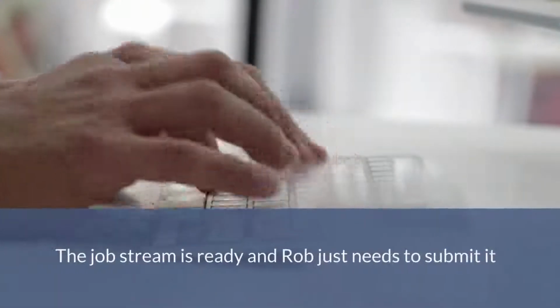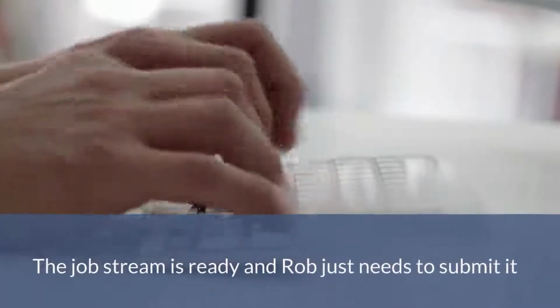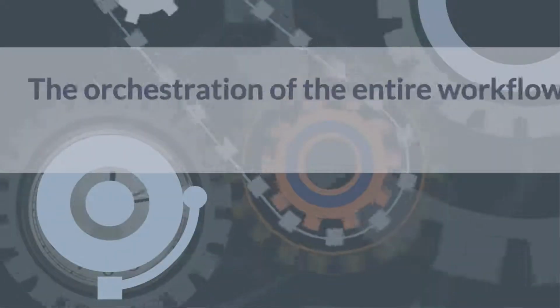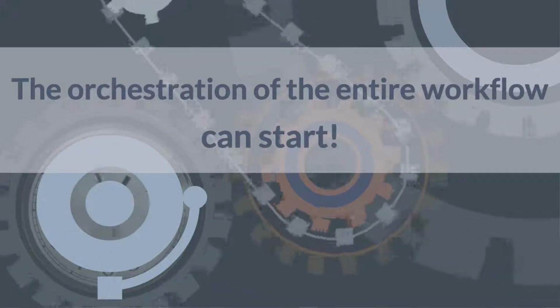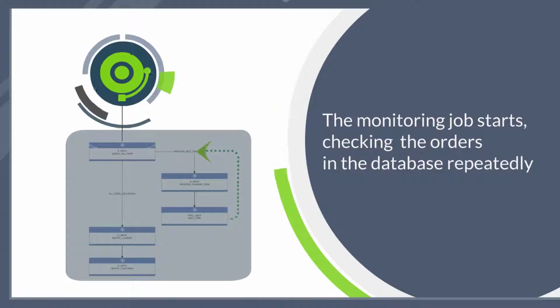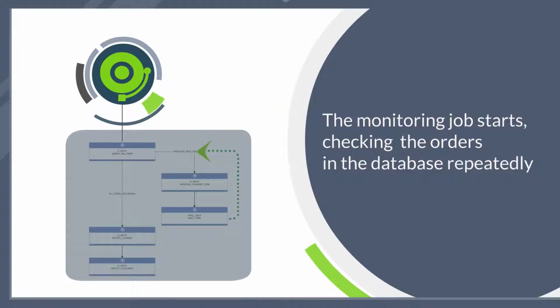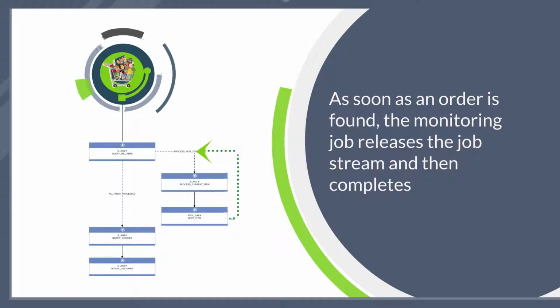The job stream is ready, and Rob just needs to submit it. The orchestration of the entire workflow can start. The monitoring job starts, checking the orders in the database repeatedly. As soon as an order is found, the monitoring job releases the job stream, and then completes.